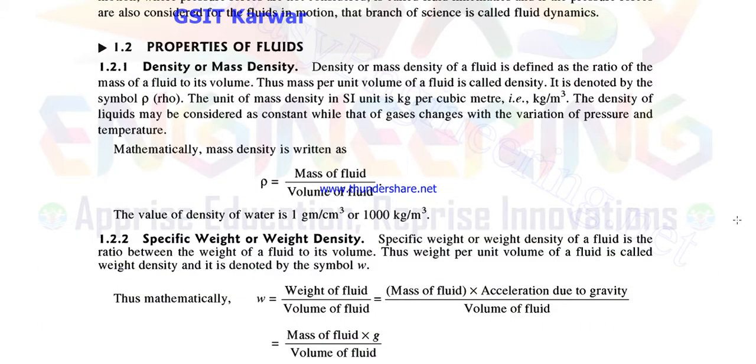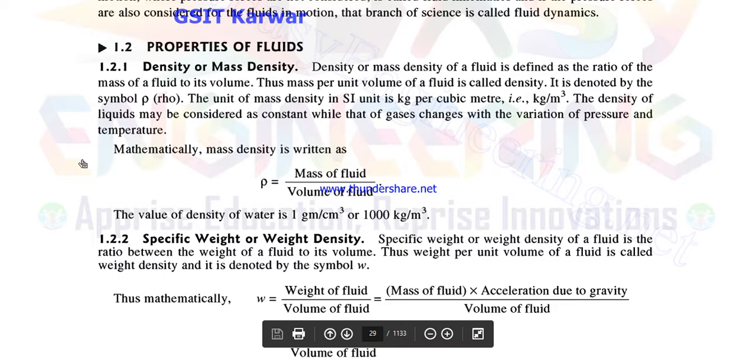Properties of fluids. Before going to study about fluids and the problems and challenges in our daily life using fluids, whatever research is going on in fluids, the very basic requirement is that we learn about the properties before going to analyze the fluids. Okay, that means the properties of fluids are there.